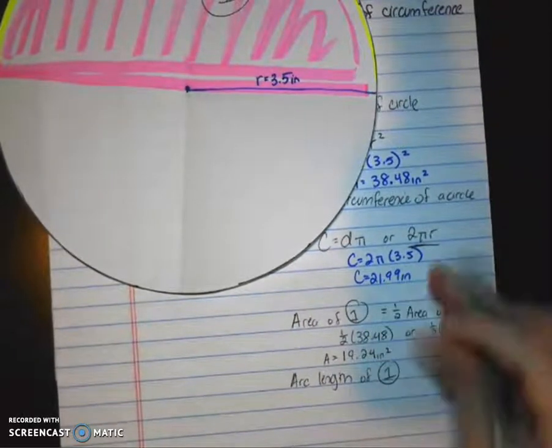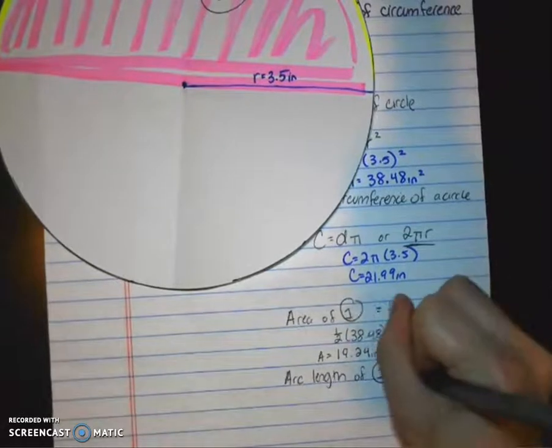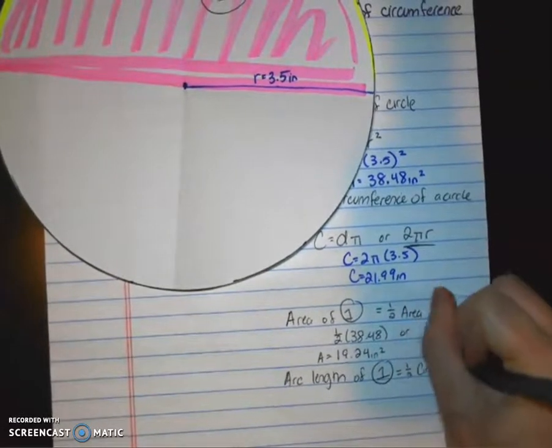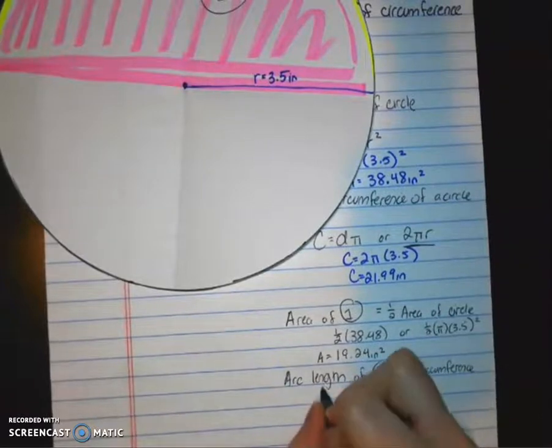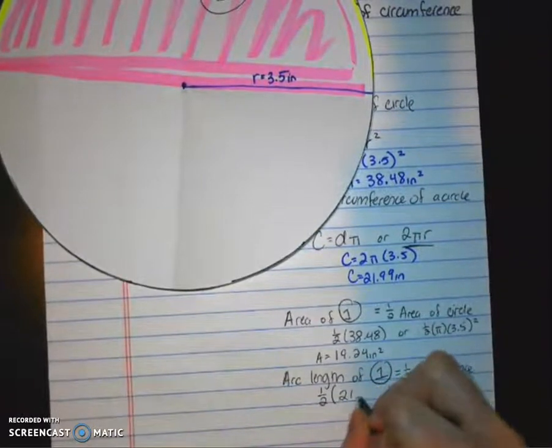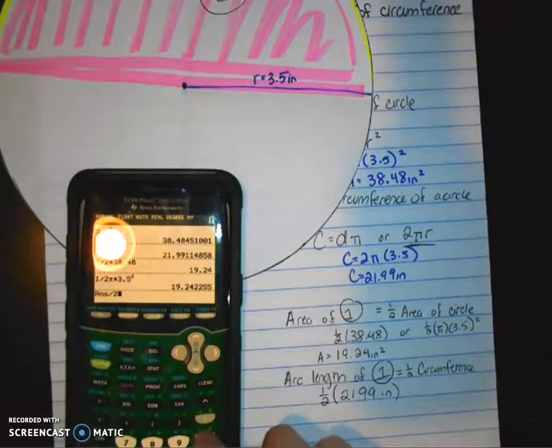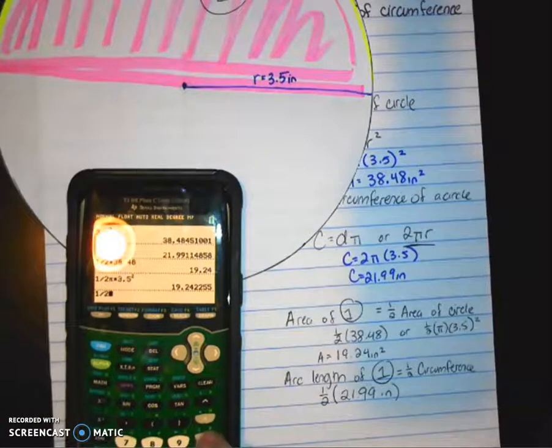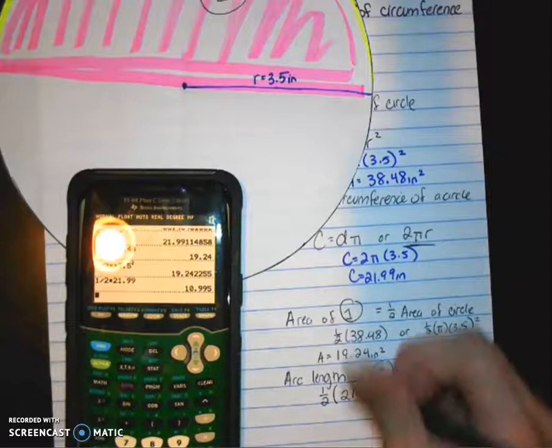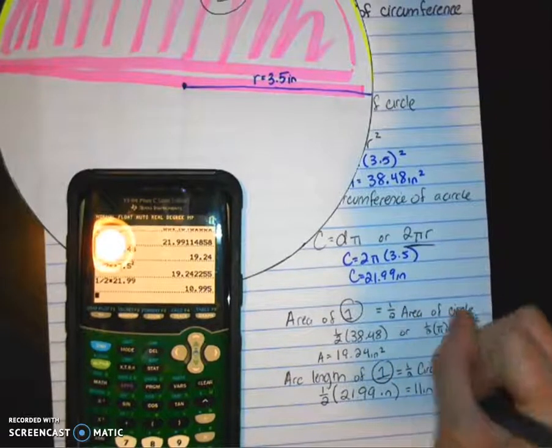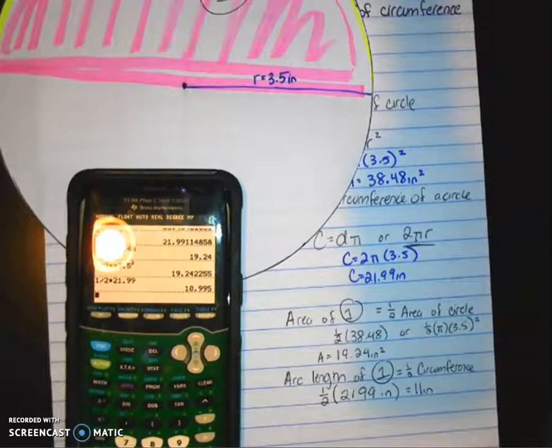of that section is just going to be half of the circumference. So I can do 1/2 of 21.99 inches. And if I take my calculator, 1/2 times 21.99 is 10.995, or that would round to 11. So now we found our arc length just by using it as a fraction of our circumference.